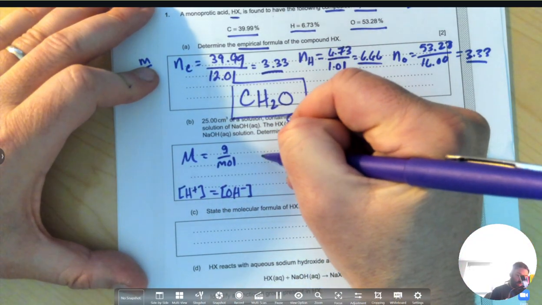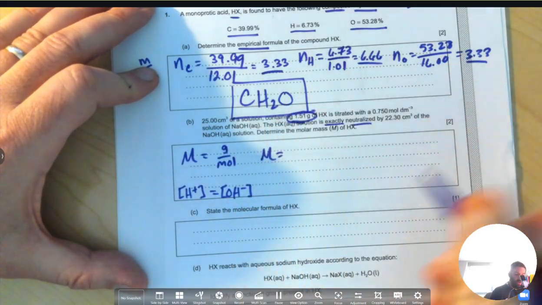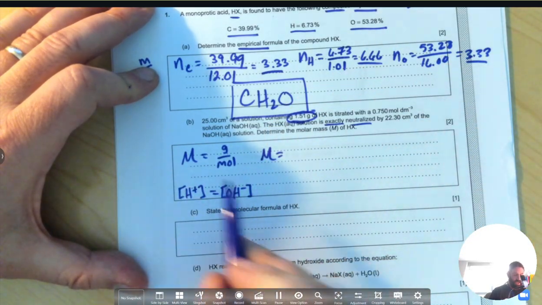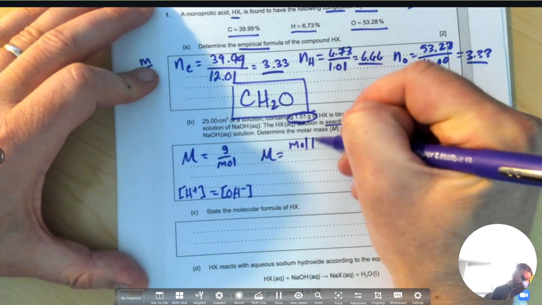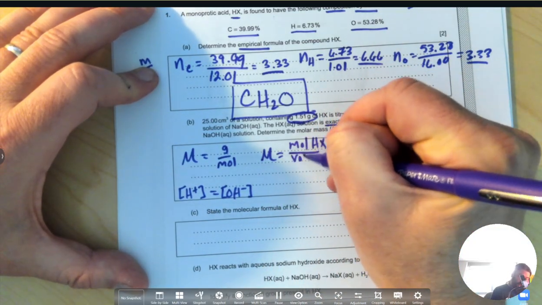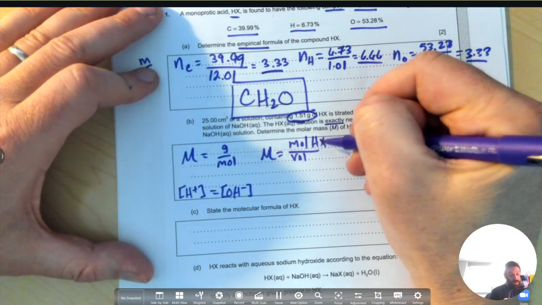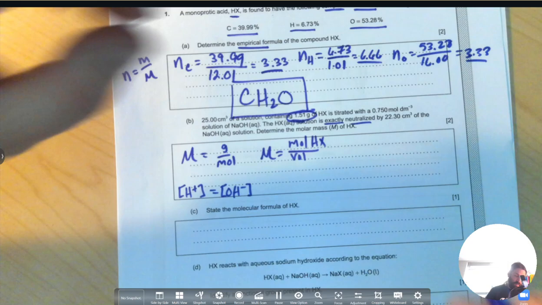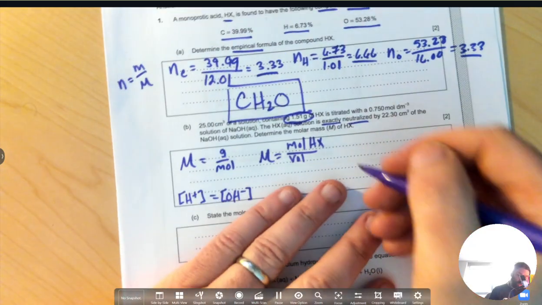When we're calculating the concentration in the US, we just use a capital M. You can see why they don't do that in the IB world. Concentration will be the number of moles of HX divided by the volume of the solution, or well, the moles of NaOH, but they're equal. So that means volume times concentration gives us moles.